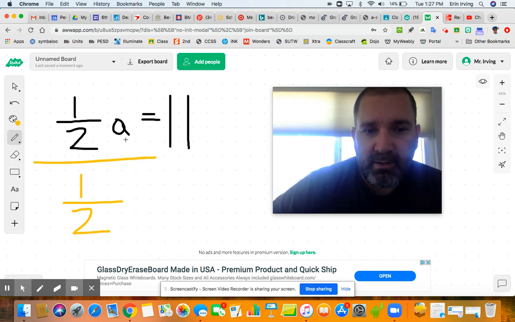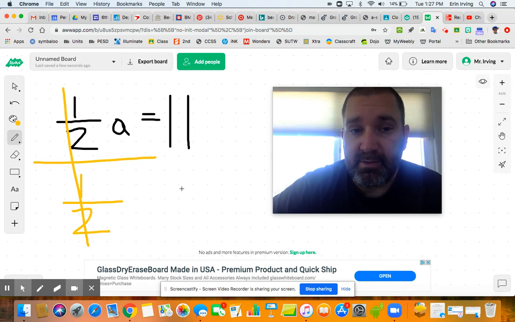So again, we have a number here. We don't know what it is, and at the moment, we don't really care. What we do care about is that when we multiply it by 1/2, and then we divide it by 1/2, that puts us right back at a. So this side cancels itself out, and over here, we're going to divide 11 by 1/2.